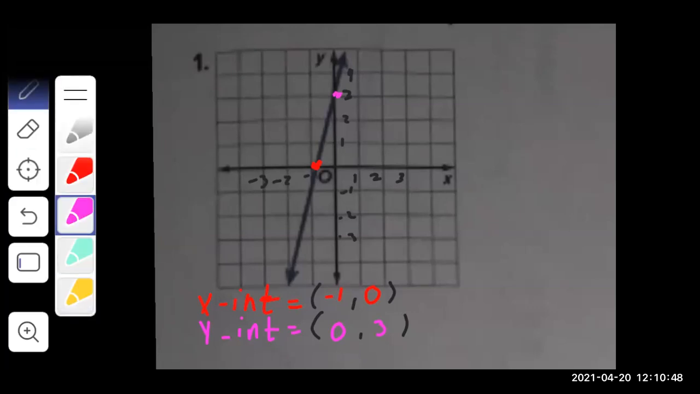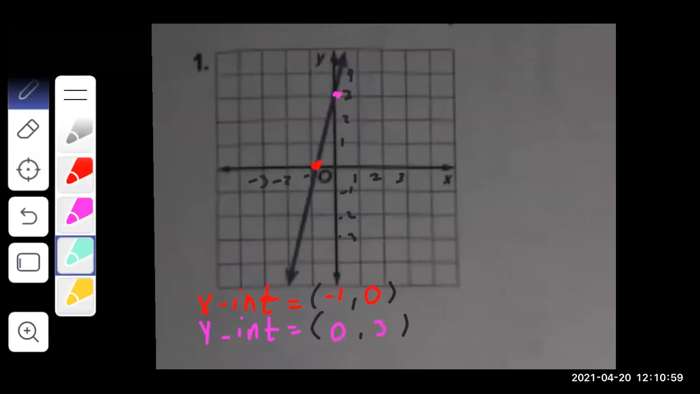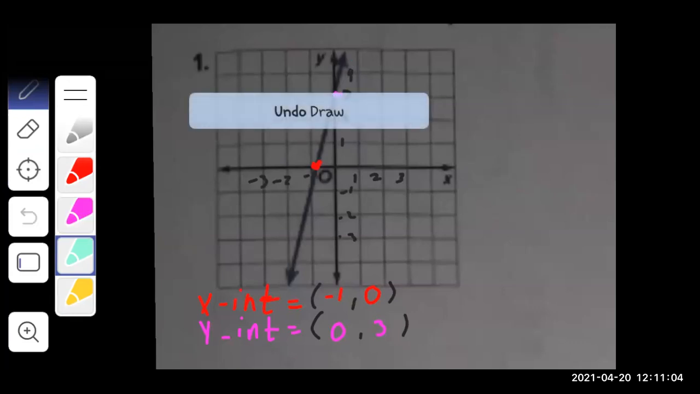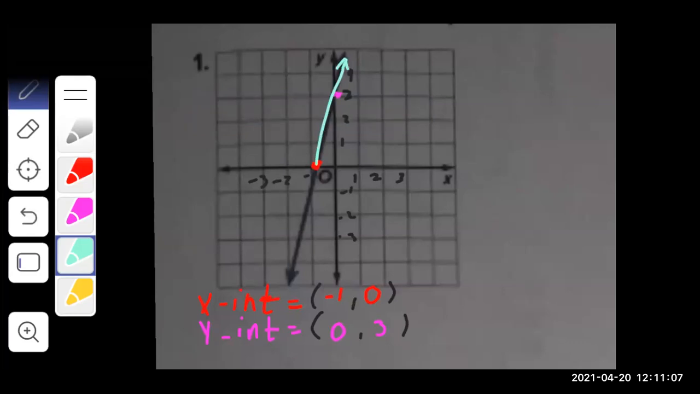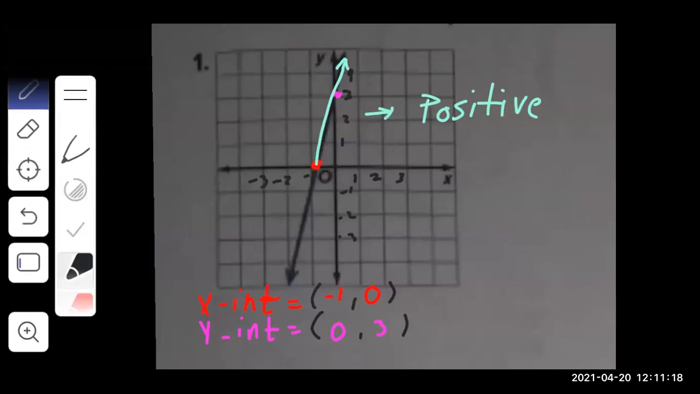Now we need to identify where this graph is positive and where this graph is negative. Positive is if it is above the x-axis. The x-intercepts are -1 and 3. From this intercept to the right is positive. From -1, positive is from when x is greater than -1.